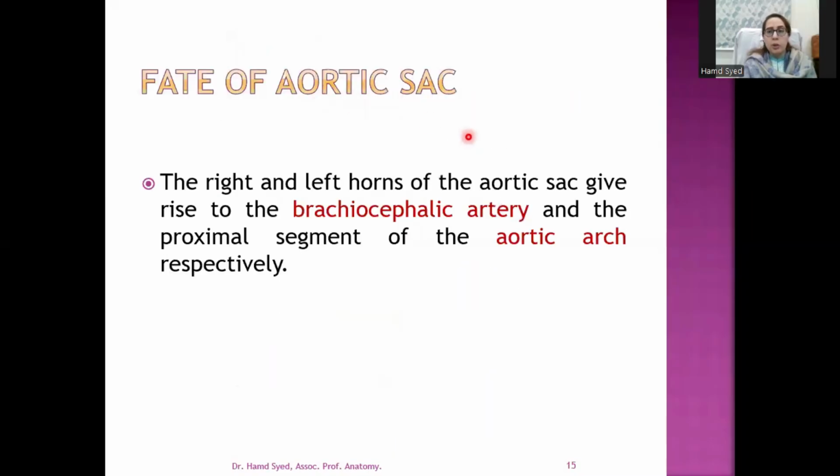Now, what happens to the aortic sac? The aortic sac is the upper part of the truncus from where the aortic arches were emerging. The right and left horns, there are two horns of the aortic sac, right and left.